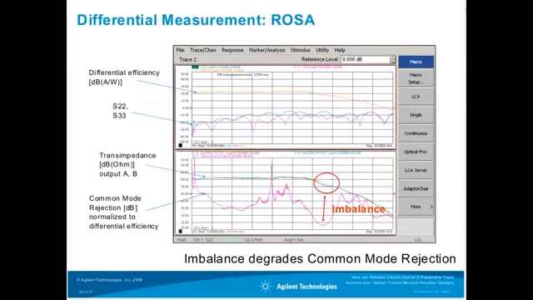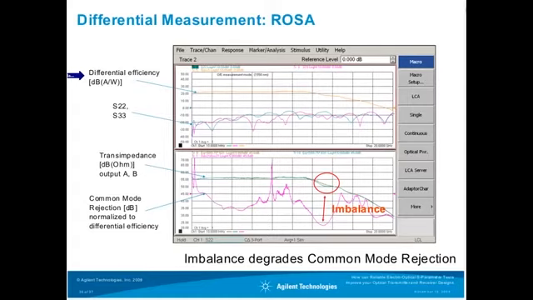Here we have a few examples of a ROSA measurement. In the upper part of the graph, you see the typical return loss of the individual electrical ports. And here you see the differential efficiency, which is actually the combined efficiency of the push-pull operation of both output interfaces. So the network analyzer calculates the differential efficiency based on the individual responses, so that's actually the S21 and the S31, and from those it calculates the differential efficiency.